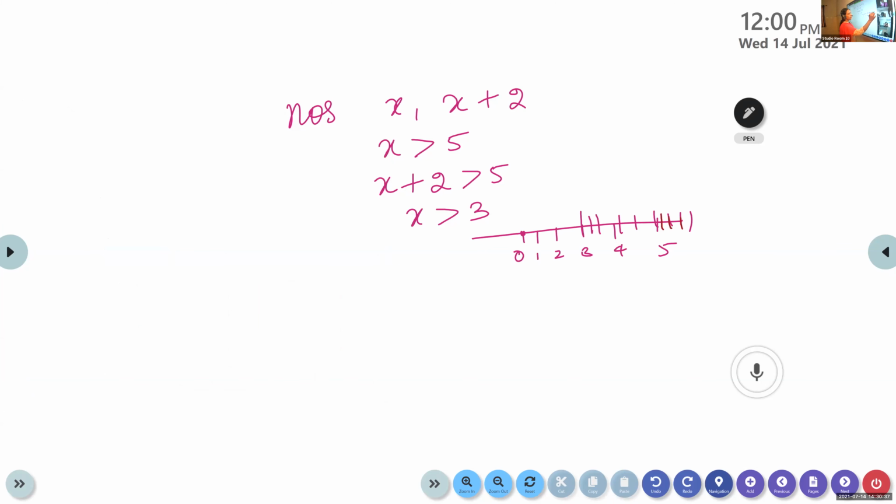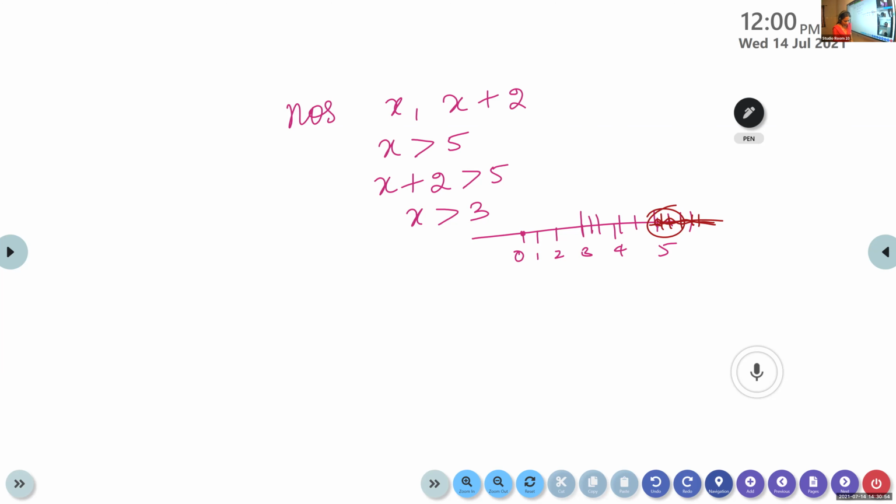So which is the common part we will get? It should be greater than 5. A solution means it should satisfy both conditions. x is greater than 3 and x is greater than 5 means x will always be greater than 5.